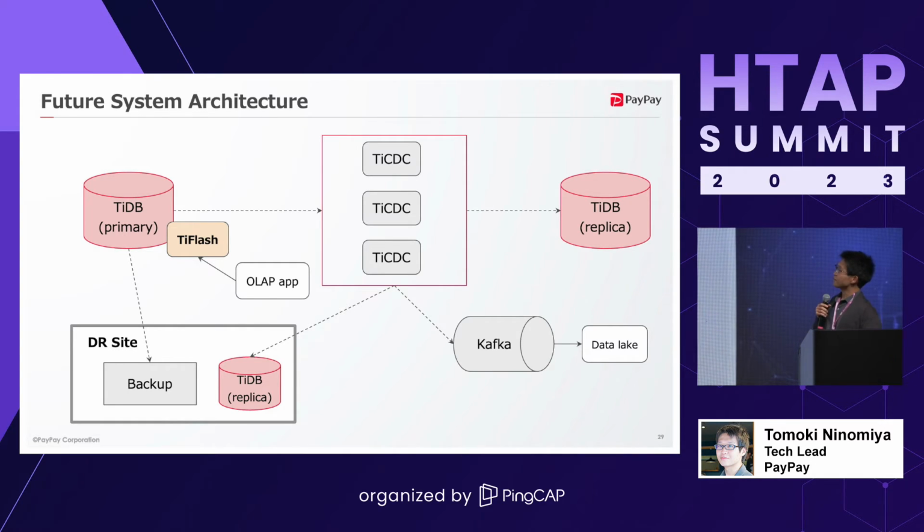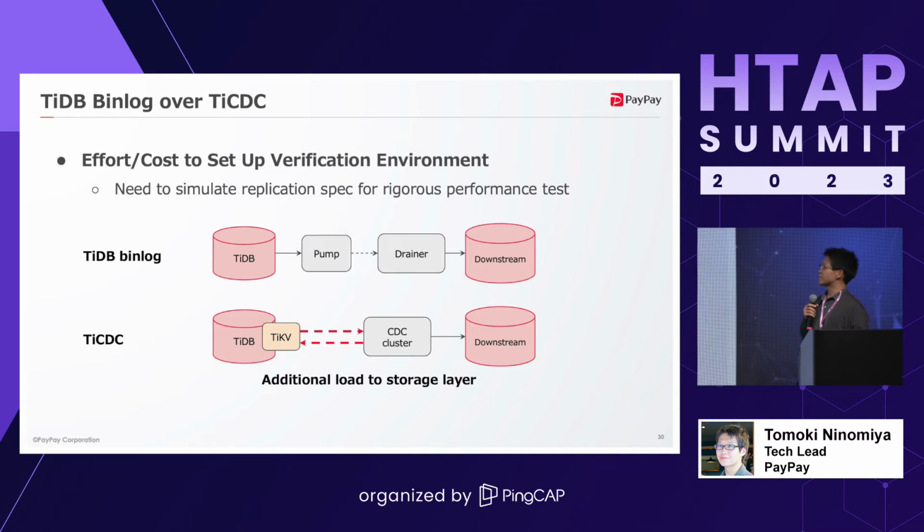However, this migration is not straightforward in reality, because TiDB Binlog has some good points compared to TiCDC. As I mentioned, the current bottleneck is the storage layer, or TiKV. But TiCDC communicates with TiKV directly to pull the data. This means we need to have additional workload on the storage layer. Although this is small, in TiDB Binlog, TiDB writes into Pump for the binlog, and that's it. So there is no impact on the workload.